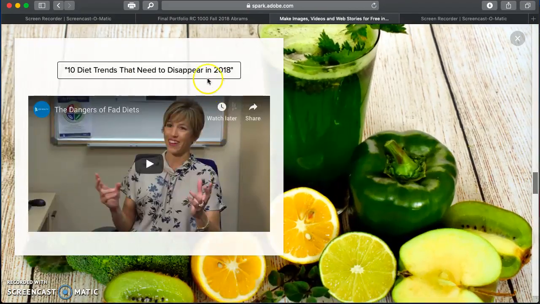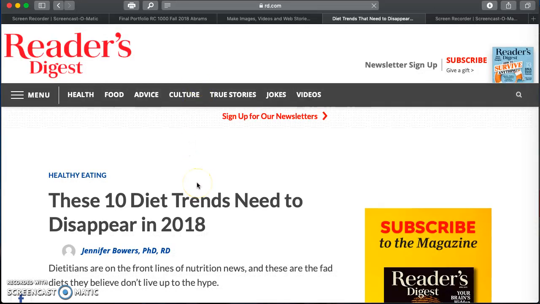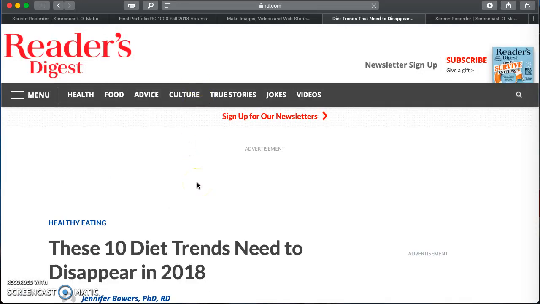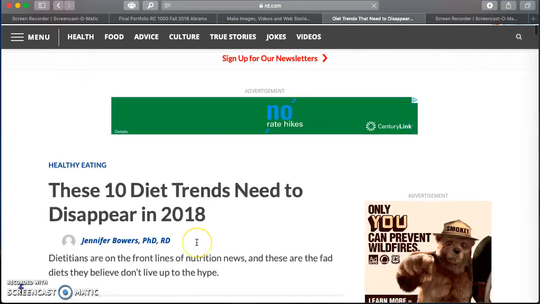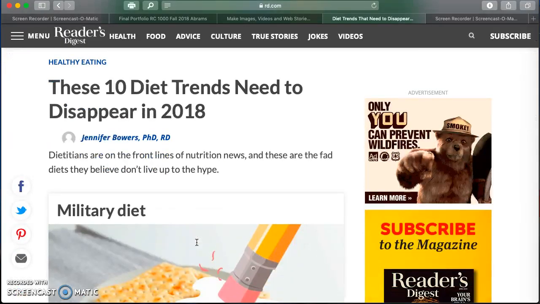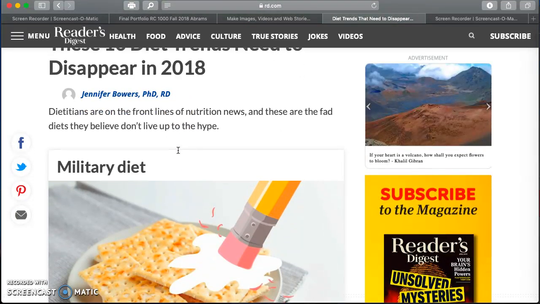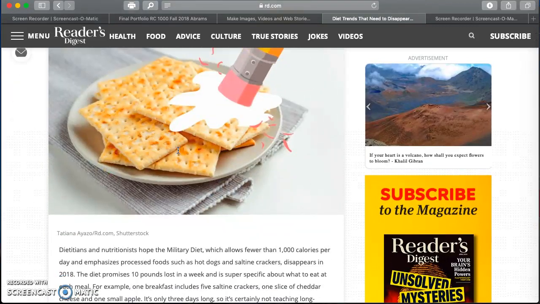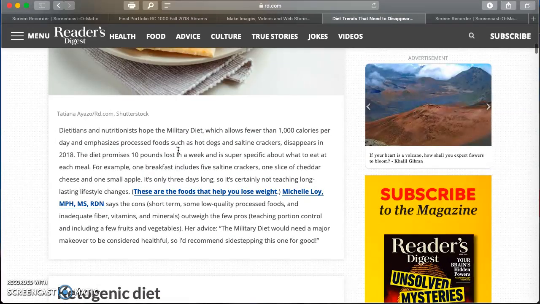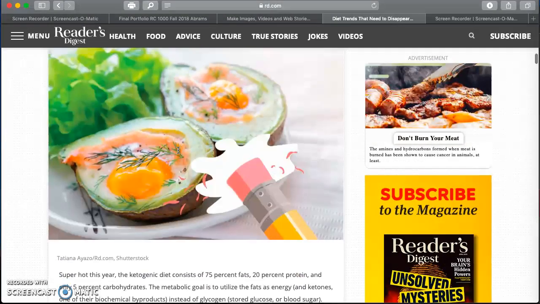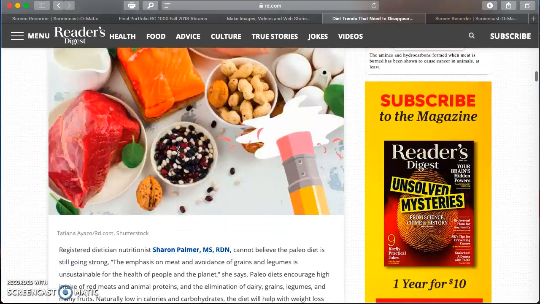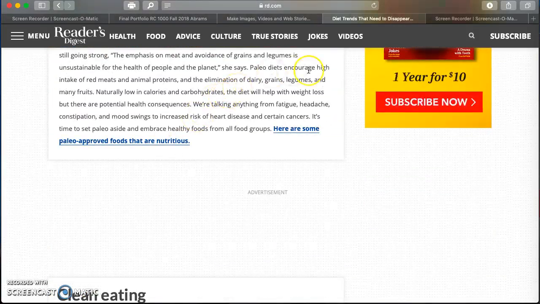For my artifacts, I included one of the sources that was in my annotated bibliography. I actually used this source for my third major project, the infographic too. And this was just a source by a registered dietitian about different fad diets that need to disappear in 2018. Basically, it gives information about each fad diet, why they're wrong and why people shouldn't do them and how they're harmful to the body. And basically, they're diets you see in the news every day.